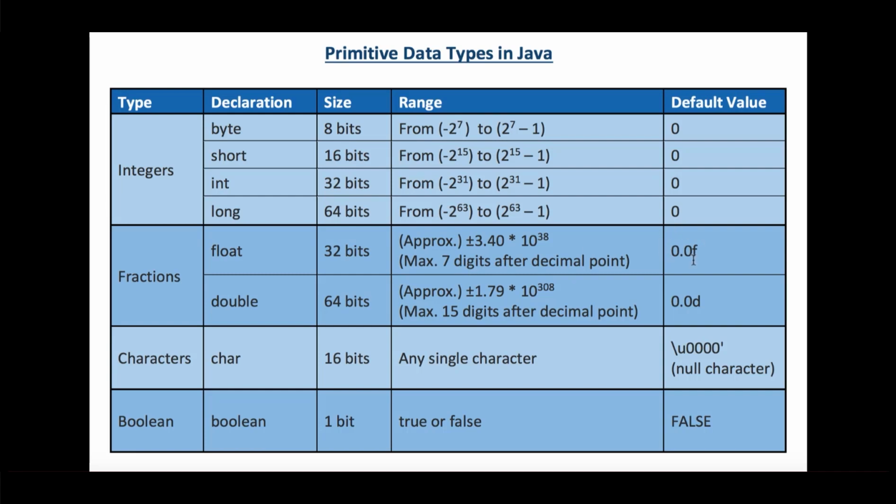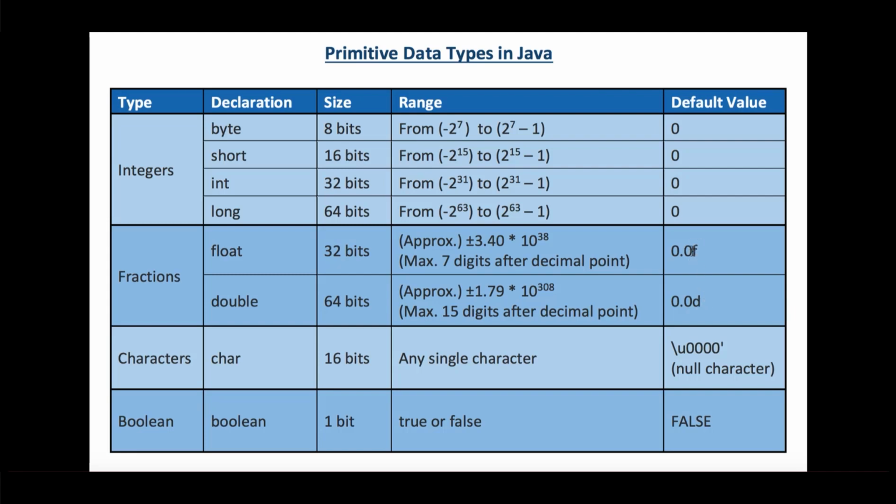The default values for float is 0.0f, and for double it is 0.0d. Now what is this f and d over here? For float, whenever you initialize the value, whenever you add the value, you have to add this small f at the end to specify the value is float. That's a compulsion. For double though, you can add the small d at the end, or you can skip it. That is not the compulsion.